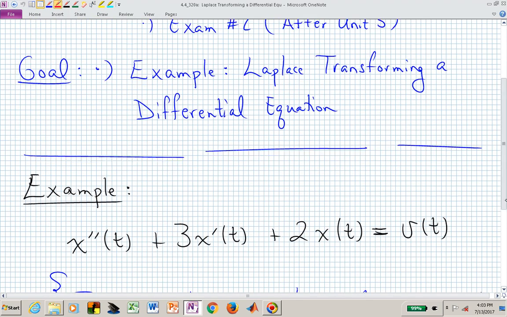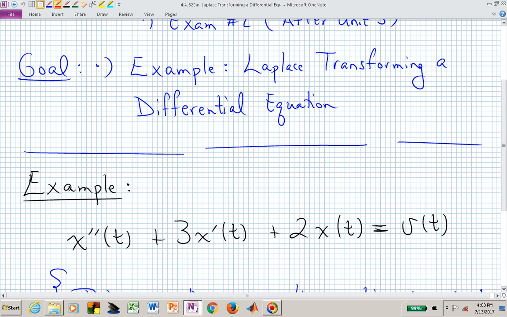Just to make this more concrete, let's look at a particular example. Let's look at a second order differential equation, which means that it's a step above just looking at a single derivative. We now have the second derivative of x plus 3 times the first derivative of x plus 2 times x equal to some arbitrary waveform of time, v of t.